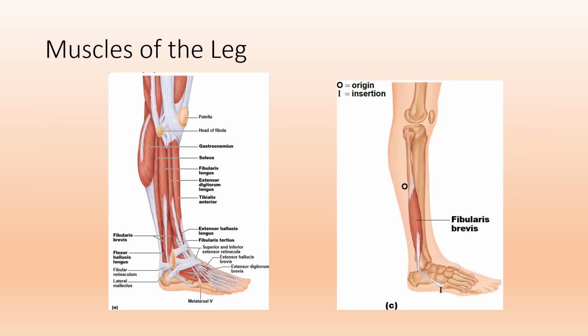Here you are able to identify the 2 muscles found in the lateral compartment of the leg. In the image on the left, you have a very superficial view where you are able to see fibularis longus and a little bit of fibularis brevis. In the image on the right now, everything has been removed. You are able to see the origin of the fibularis brevis on the fibula, as well as its insertion onto the 5th metatarsal.